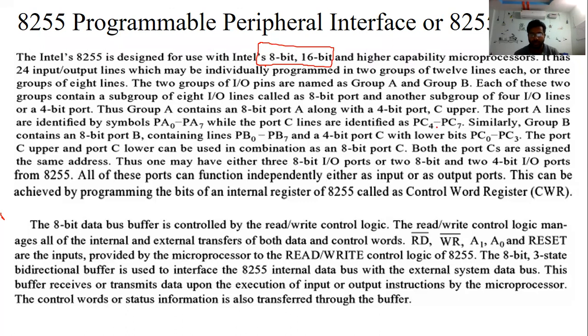By using this 8255 PPI, the maximum number of devices we can connect at a time is three devices. That is, we have three types of input and output ports. What are the three different types of input output ports?